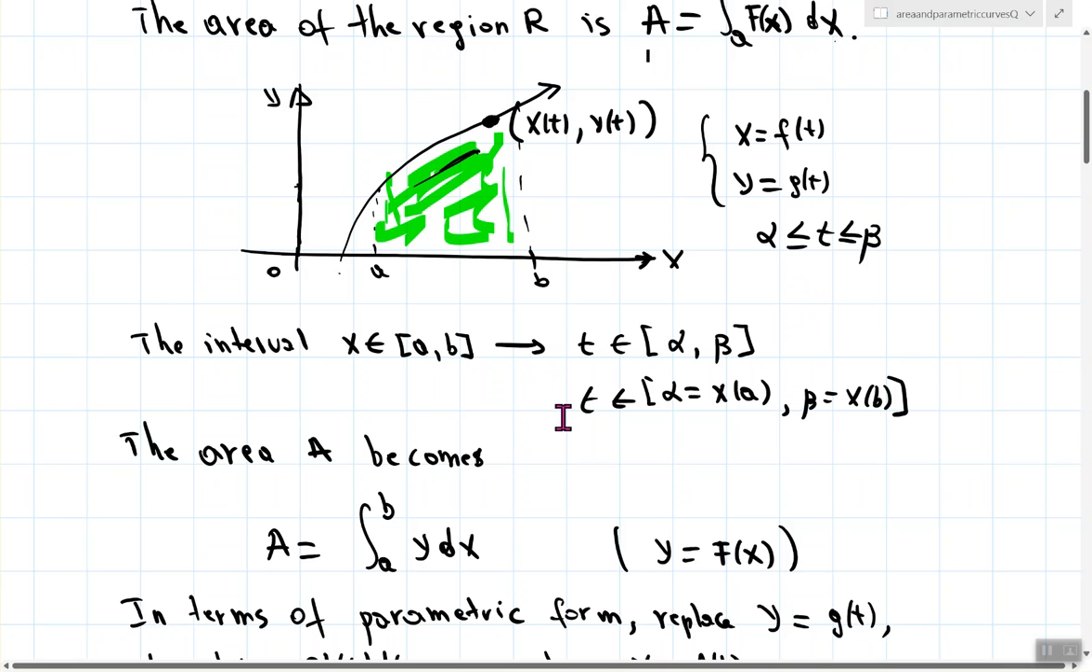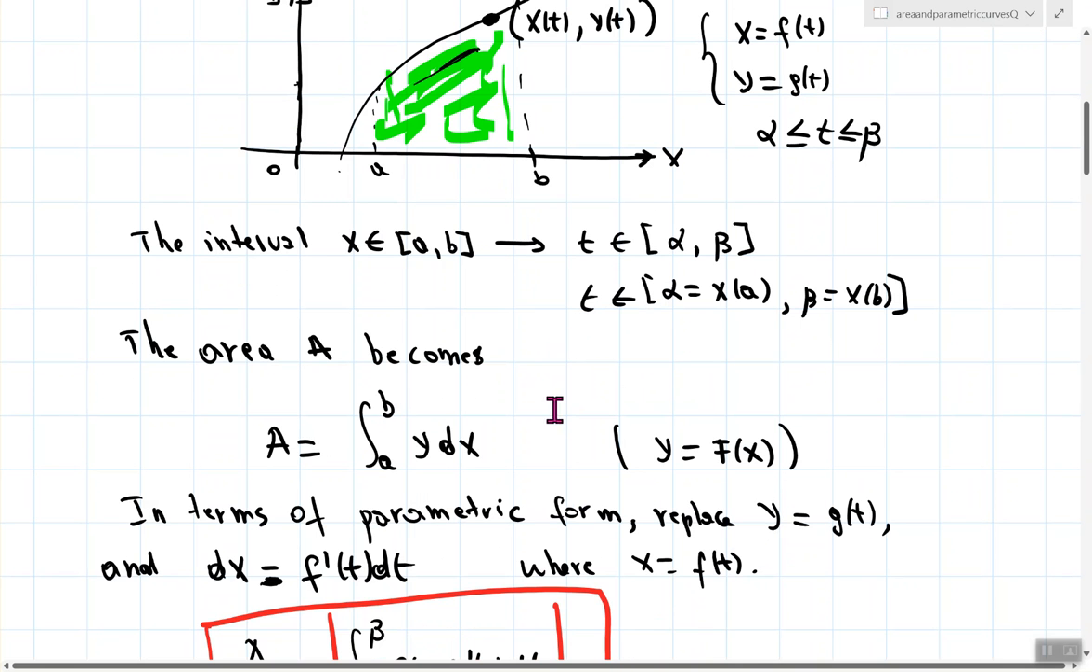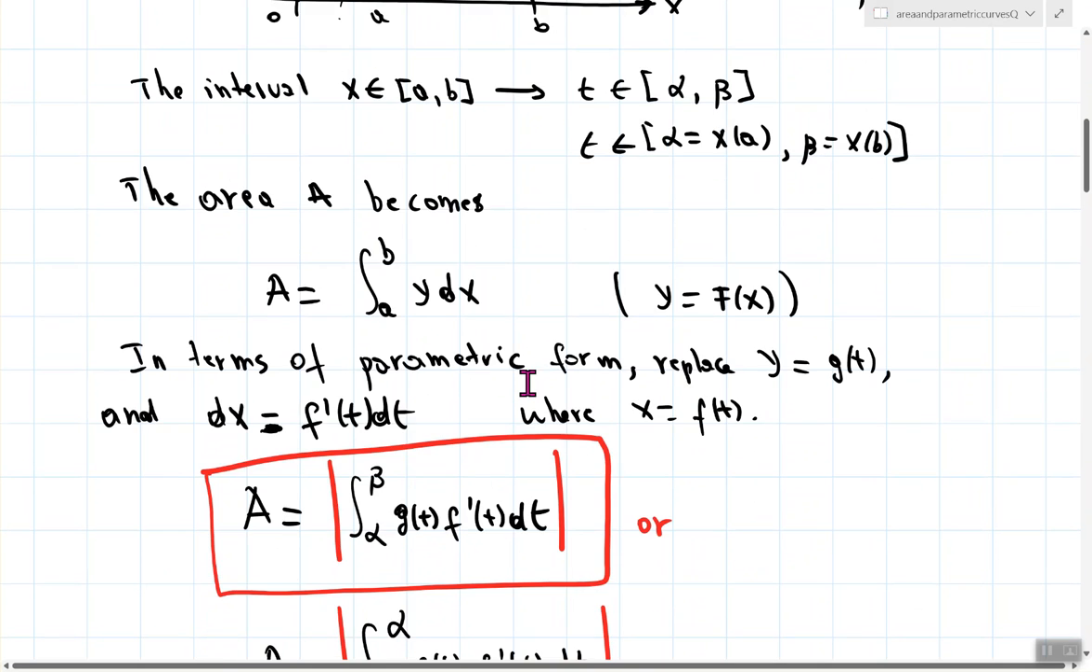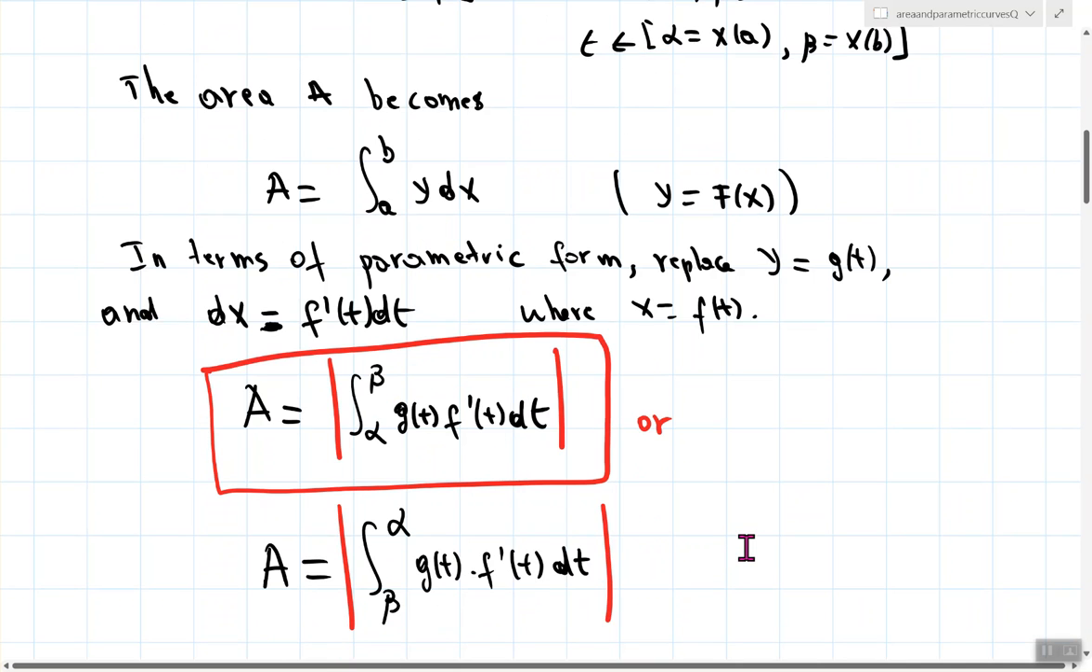So when you try to find the area of such a region, you will integrate from alpha to beta. You're going to integrate the g of t times f prime of t dt. Now we put the absolute value bars. Basically the absolute value bars are there just in case you get a negative number, then you make it positive. So the absolute value will make it positive because the area is always positive.